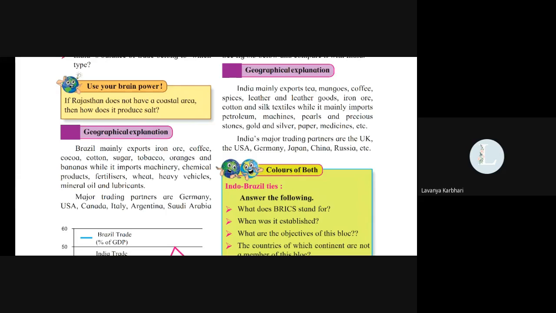Even different types of machines. We already know German made machines, Taiwanese made machines, Chinese made machines. Okay, so basically we import the machines. Also pearls and precious stones. म्हणजे विविध प्रकारचे मोती आणि वेगवेगळ्या प्रकारचे मौल्यवान जडजवाहीर किंवा खडे, ते इव्हन गोल्ड अँड सिल्व्हर पण भारत इम्पोर्ट करतो, पेपर, मेडिसिन्स, ओके.